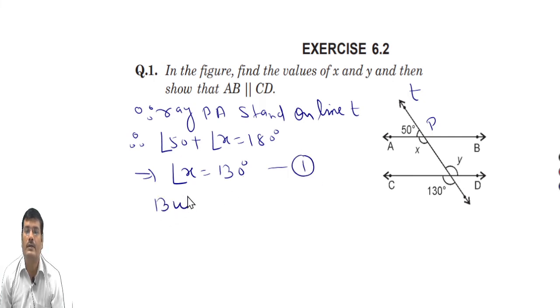And y is equal to, already given that angle y is equal to what? Angle y is equal to 130 degree. It is a vertically opposite angle. So this question is over.